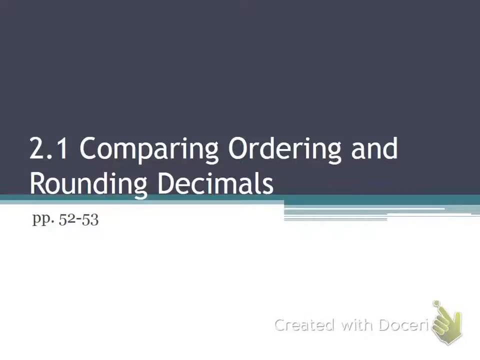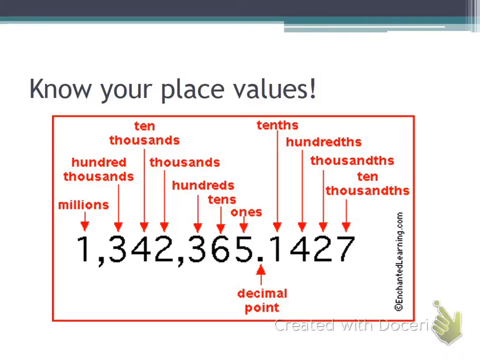Okay, today we're in section 2.1, comparing, ordering, and rounding decimals. All right, so the first thing you need to know that's very important is your place values, okay? If you don't know your place values, especially when it comes to rounding, there's just no way you can come up with the answer. Now, you don't have to write this down. It's in your textbooks on page 52.